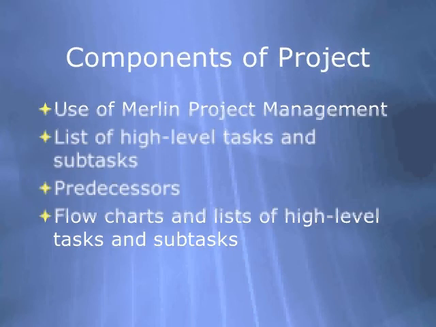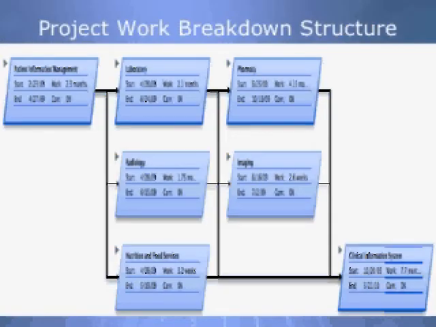It was necessary to determine which tasks were predecessors for others, meaning which tasks needed to be completed before other tasks. The Merlin software allowed us to configure flowcharts and lists of high-level and subtasks. It is through these flowcharts and lists that we are also able to indicate the length of time for all subtasks and high-level tasks. This flowchart shows all of the components of the implementation of this project.